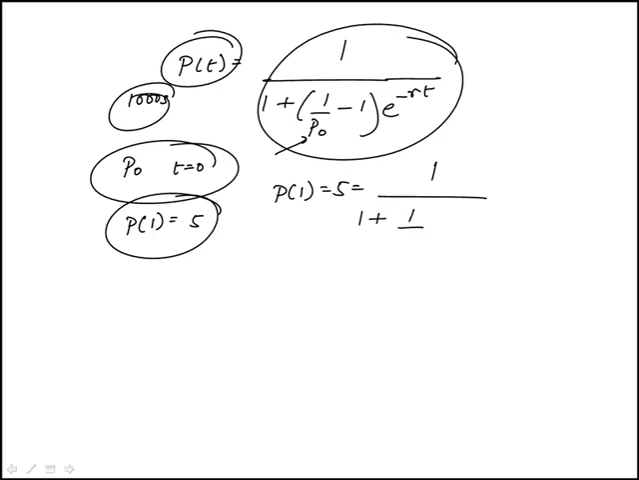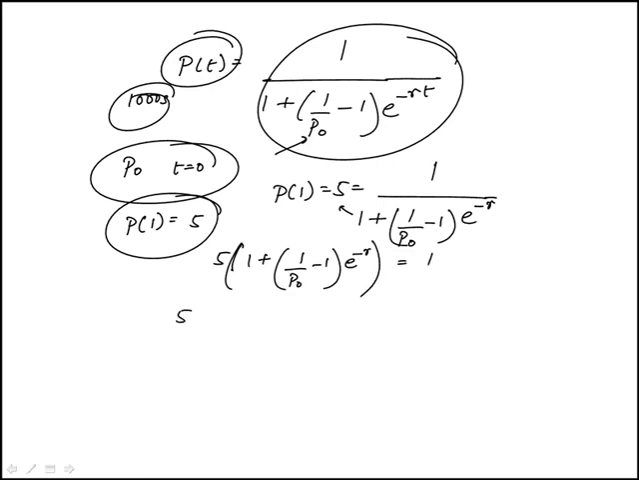So 1 plus (1 over P sub 0 minus 1) times e to the minus r, because t is 1. I'm going to cross multiply this. This becomes 5 times (1 plus (1 over P0 minus 1) e to the minus r) equal to 1. I'm going to distribute this: 5 plus 5 times (1 over P0 minus 1) e to the minus r is 1. So I can subtract 1. This becomes 4, so this is equal to 0.